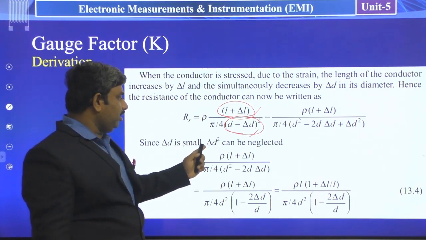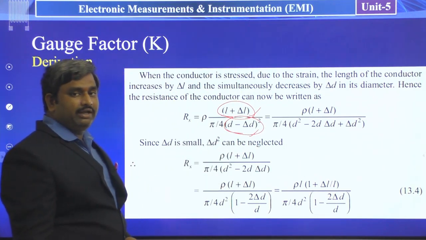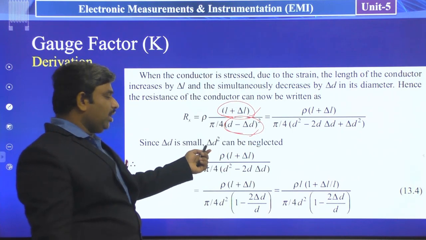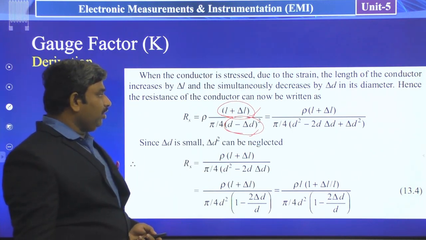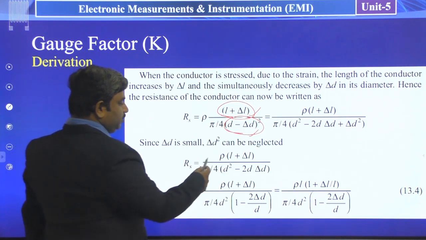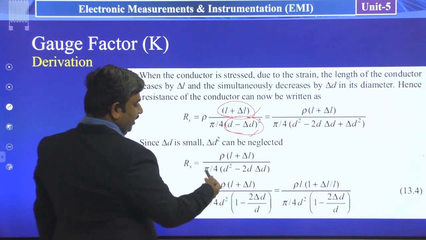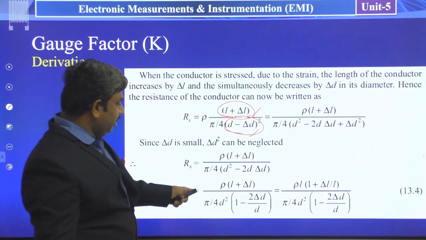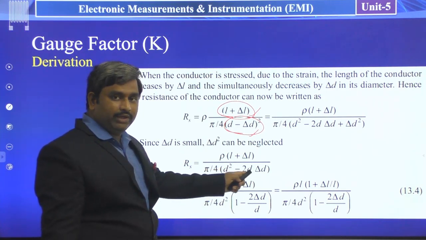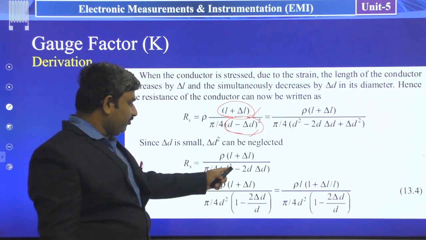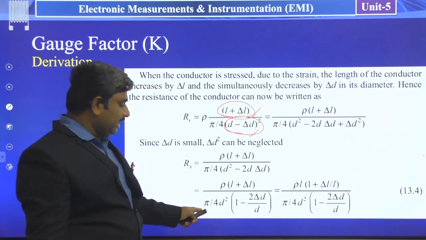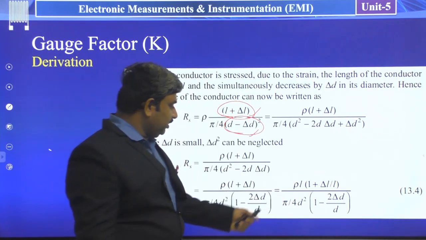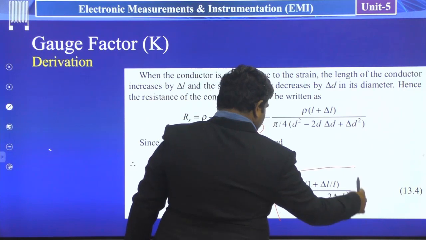Since del D is small, del D square can be neglected. Generally, if del D is 0.1, del D square is very small, so automatically we can neglect del D square. If you remove that del D square, R is equal to rho of L plus del L by pi by 4 into D square minus 2D into del D. Here we can take D square out, and after taking D square you will get in the denominator pi by 4 D square into 1 minus 2 del D by D. This is how we are simplifying, and this is the final formula we are getting for Rs.